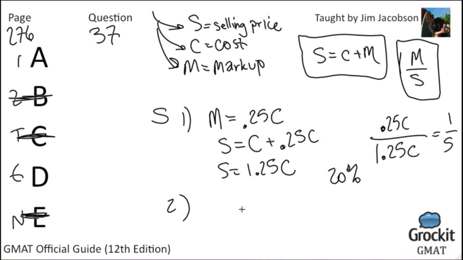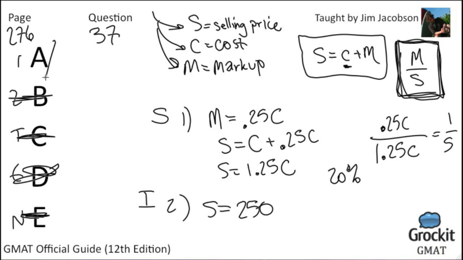Okay, statement 2 says the selling price of the television set is $250. So statement 2 tells us that S equals $250. But since we were trying to solve for the value of M over S, we would have needed the value of M, and the only way we could get to M from the information we were given in the original question is if we also had C. We didn't get that in statement 2, or statement 2 plus the original question, so this is insufficient. So we can cross off D and circle or click on answer choice A. Statement 1 alone is sufficient.